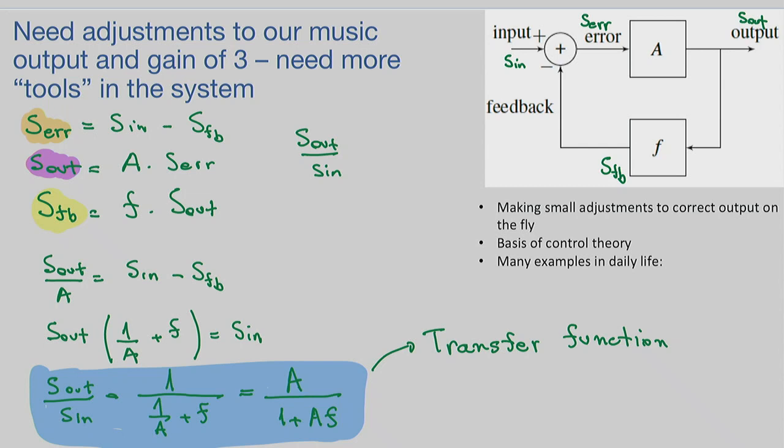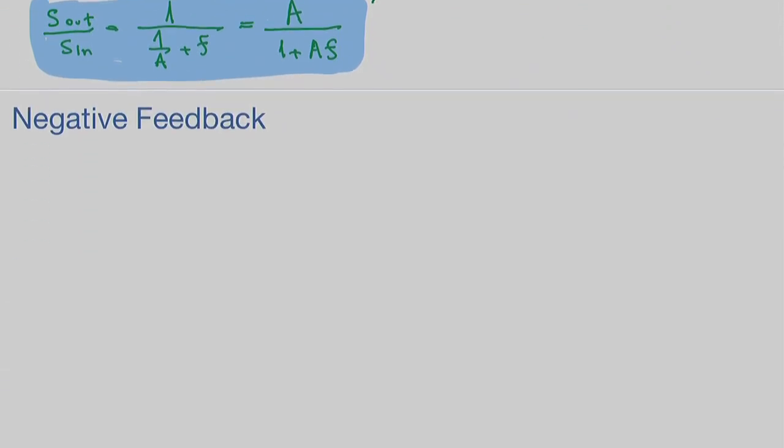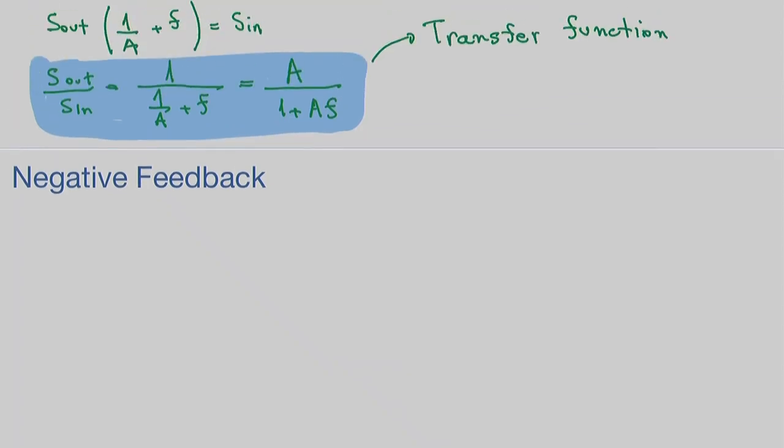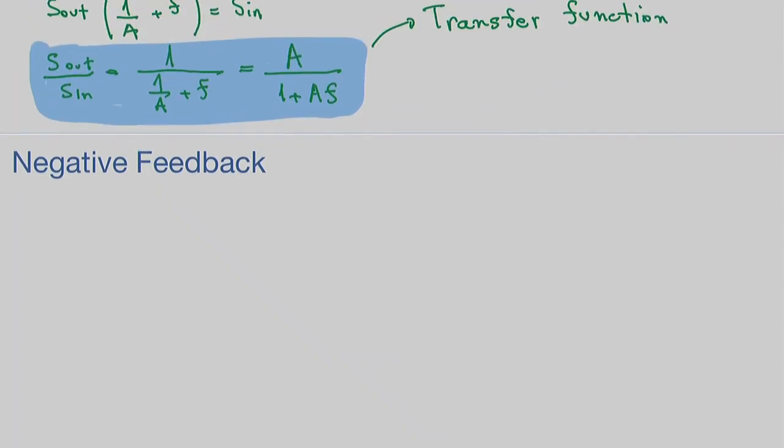There are more things that we can do for the transfer function. To finish this up, let's consider these results that we had here. Signal out over signal in is equal to amplification over 1 plus amplification times F, right? Which I just copied from the other slide. Let's say we use an amplifier. If we use an amplifier, what's A?